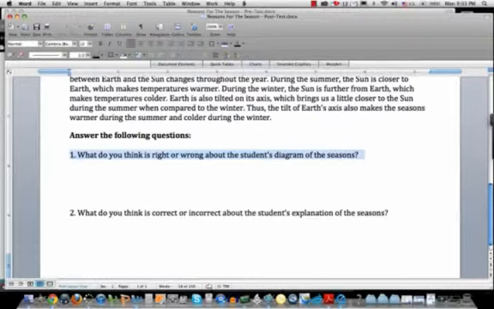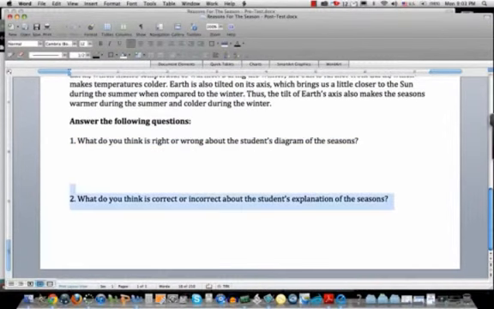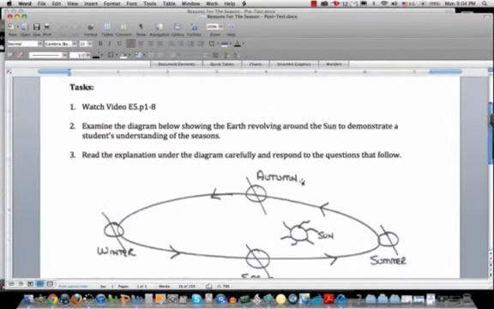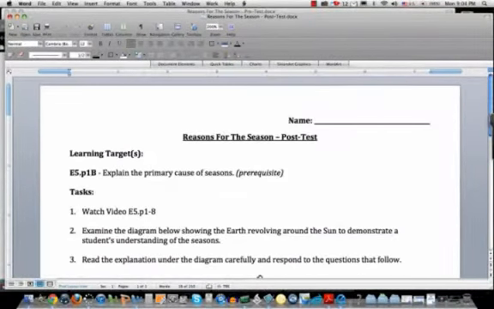The first of which is, what do you think is right or wrong with the student's diagram about the seasons above? And then, what do you think is correct or incorrect regarding the student's explanation of the seasons? So again, two questions just like the pre-test. And when you're done with the post-test, you'll give it to myself or give it to Mr. Fusak. Should you have any questions, simply let us know.